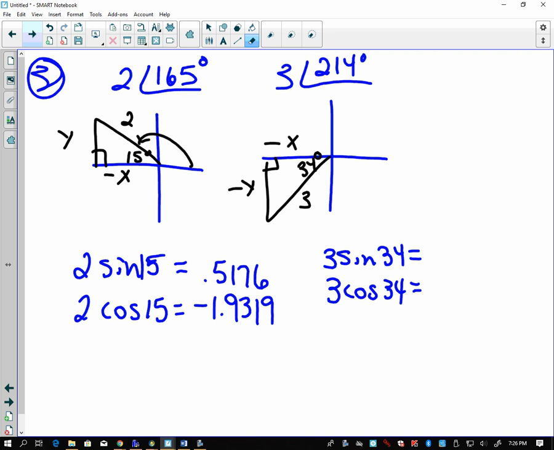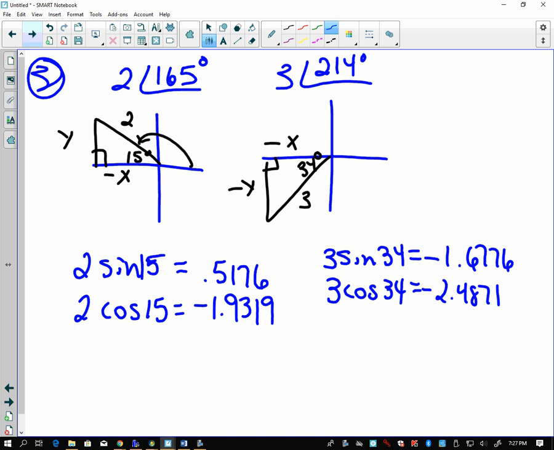3 sine 34. Negative 1.6776. 3 cosine 34. Negative 2.4871. Okay, let's double check our brothers. 2 sine 15, okay, 0.5176. 2 cosine 15, negative 1.9319. Yep, all that looks good.